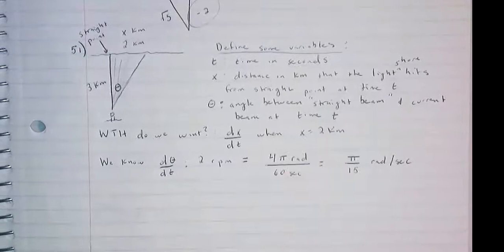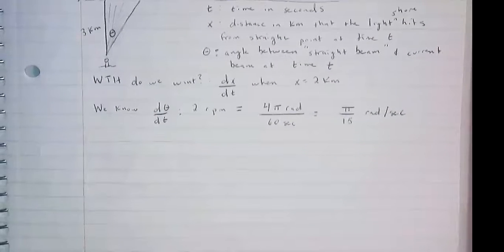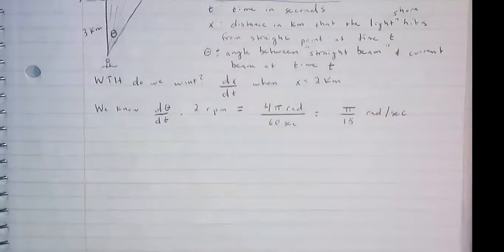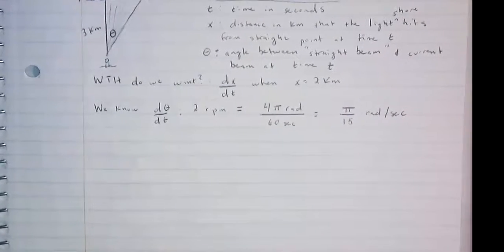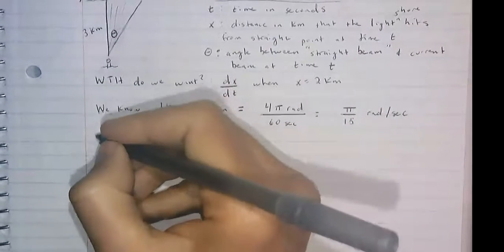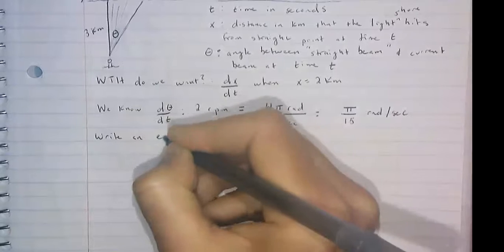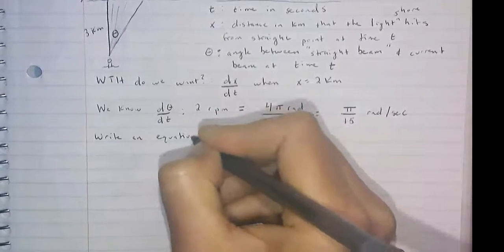So I'm gonna do this maybe side by side. We do have a couple options here. I forget what step this would be in the steps for related rates that we had set up. We need to write an equation and differentiate.